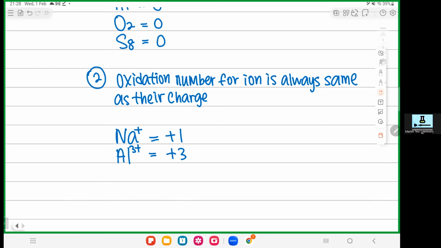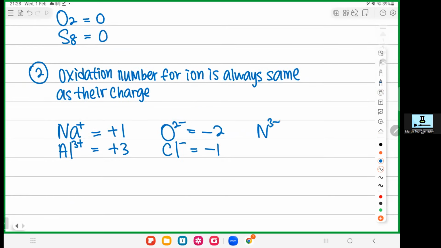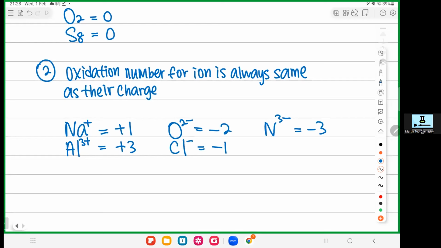Okay, so let's say O2-. What is the charge? 2-. What is the oxidation number? -2. Cl-. What is the oxidation number? -1. So make sure you note it. Nitrogen N3-. What is the charge? 3-. What is the oxidation number? -3. So guys, can you please let me know in the chat box, which is very important: do you guys know the difference between charge and oxidation number? Are you okay with it?